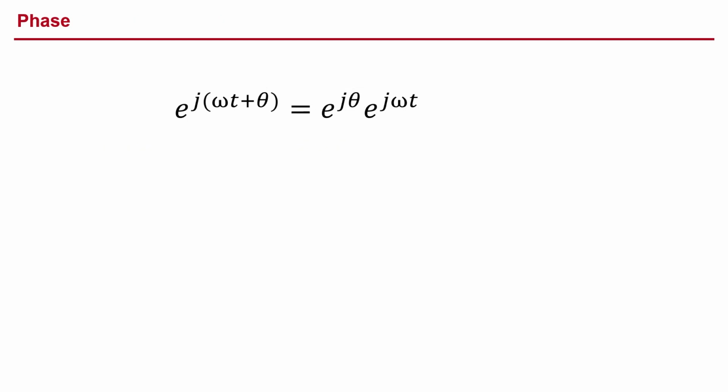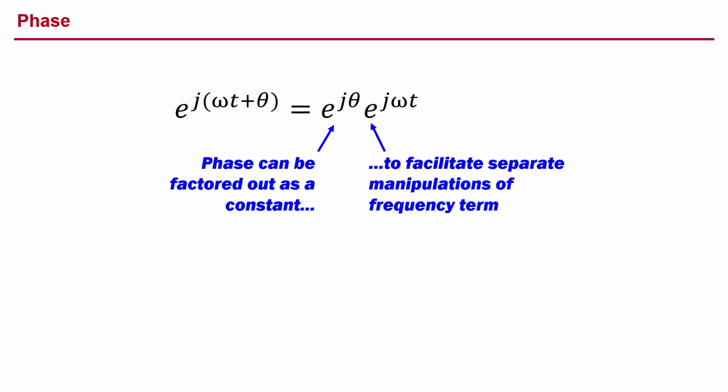Another advantage of the exponential function is that the phase term can be factored out as a constant. This facilitates separate manipulations of the frequency term. This is considerably more cumbersome with sines and cosines.